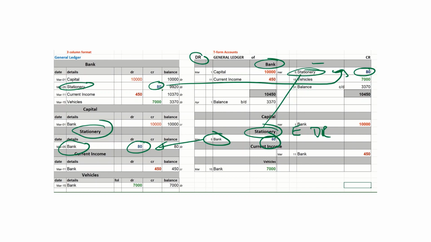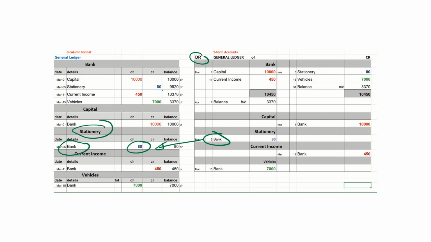Now, the last thing I want to show you is if you look at bank, it's already got 2 transactions in. We've got the owner giving us capital of $10,000, and now we paid for stationery. So I credited bank. Remember, the principle stays the same. Doesn't matter which format. Bank decreases, so my balance now is 10,000 less the $80, which gives me that new balance of $9,920 on the debit side. I hope that explains it to you in more detail.